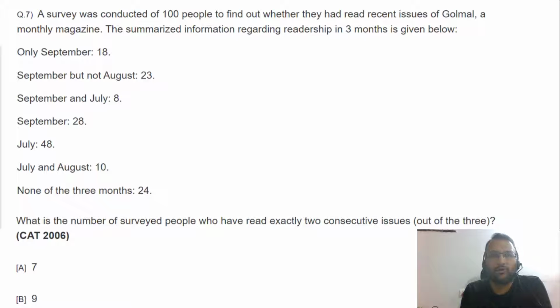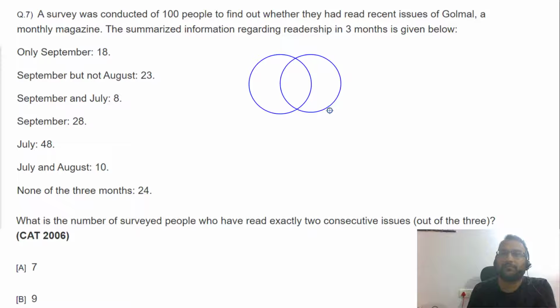The question is, a survey was conducted of 100 people to find out whether they had read the recent issues of Golmaal, a monthly magazine. The summarized information regarding the readership in 3 months is given below. So we need to draw the Venn diagram for 3 months over here. Which 3 months? September, August and July. Hold on. After July clockwise it is August and then September. And then there is a none portion as well.